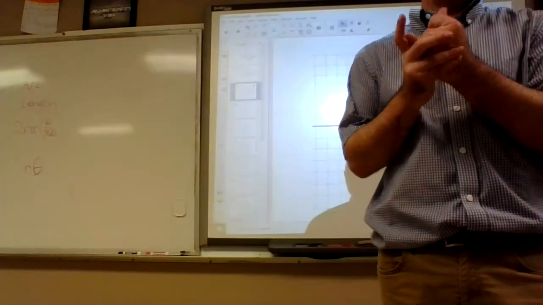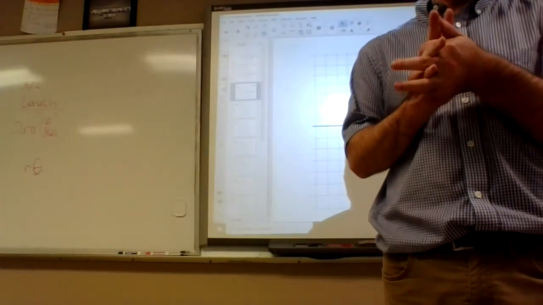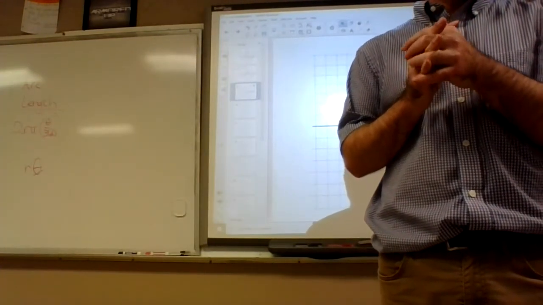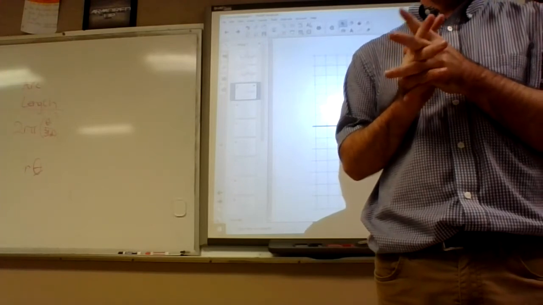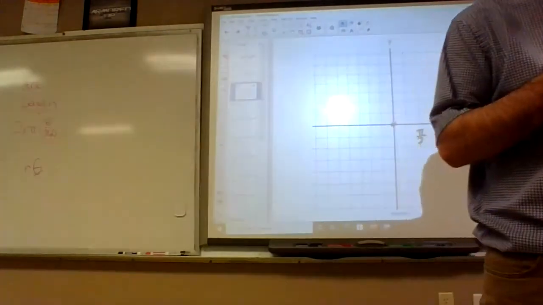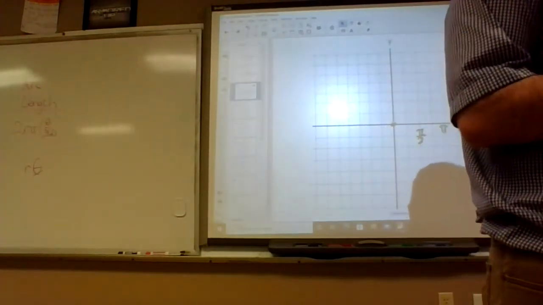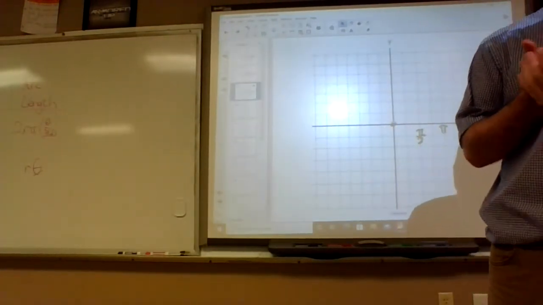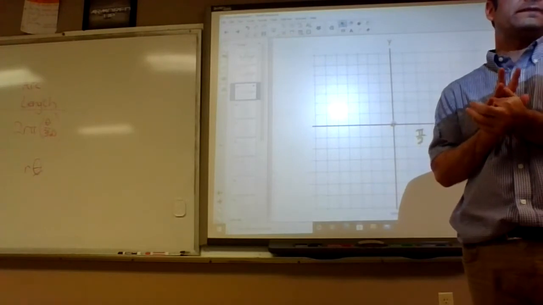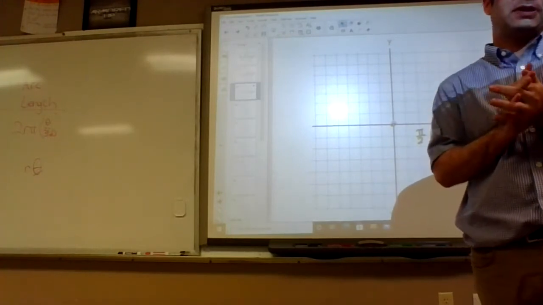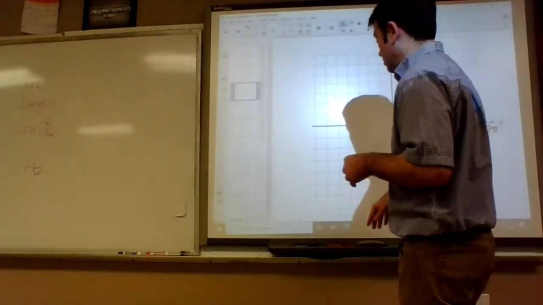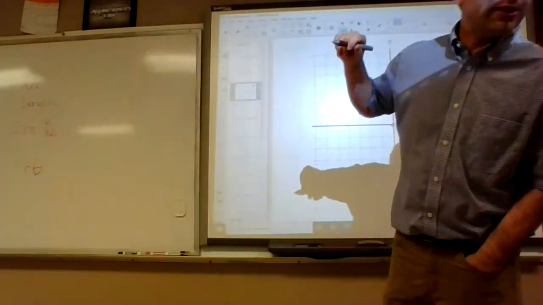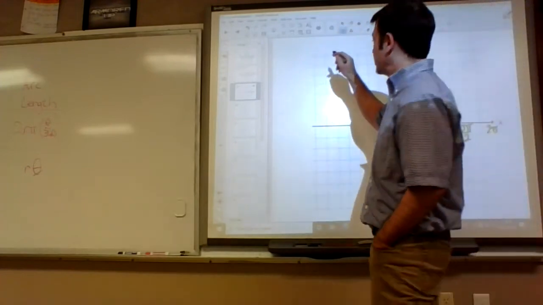So on number 5, it says give the amplitude and period of each function, and sketch its graph. Do you guys remember what I said the amplitude would be for that one? Maybe we should sketch its graph. We'll do that in a second. Okay, it says y equals 2 sine of 3x.